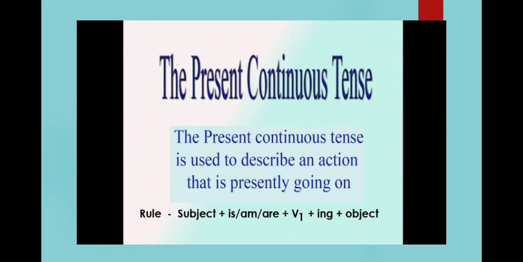Or we can also say that present continuous tense is a way to convey any action or condition that is happening right now, frequently and maybe ongoing. It adds energy and action to writing, and its effect helps readers understand when the action is happening. Its rule is subject plus is, am, are plus verb first form plus ing plus object.